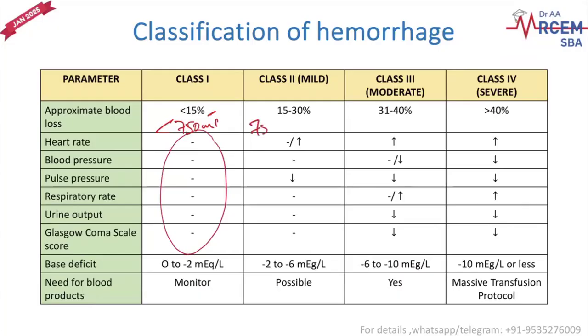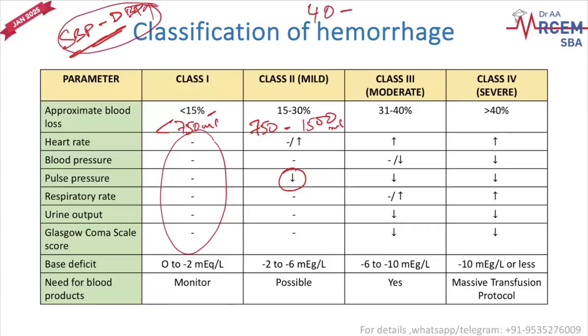If somewhere between 750 to 1500 ml of blood loss is present, at that point pulse pressure comes down. What is pulse pressure? Pulse pressure is systolic blood pressure minus diastolic blood pressure. Initially, there will be an increase in sympathetic tone resulting in an increase in diastolic blood pressure, which will narrow down the pulse pressure. Pulse pressure normally is between 40 to 60. It will narrow down. That is the first feature. Tachycardia might be present, may not be present.